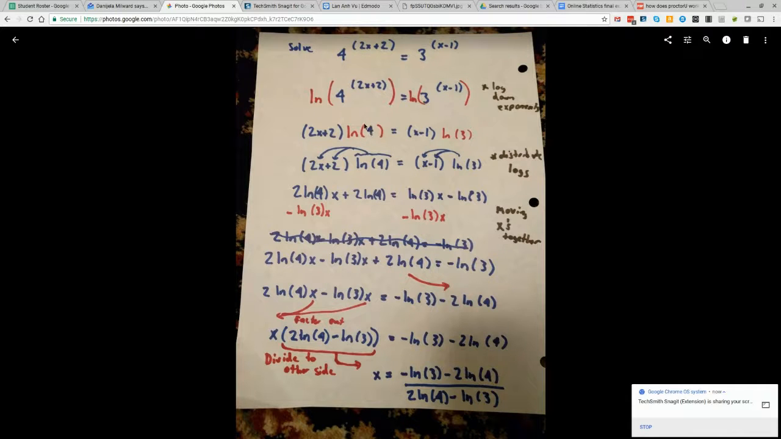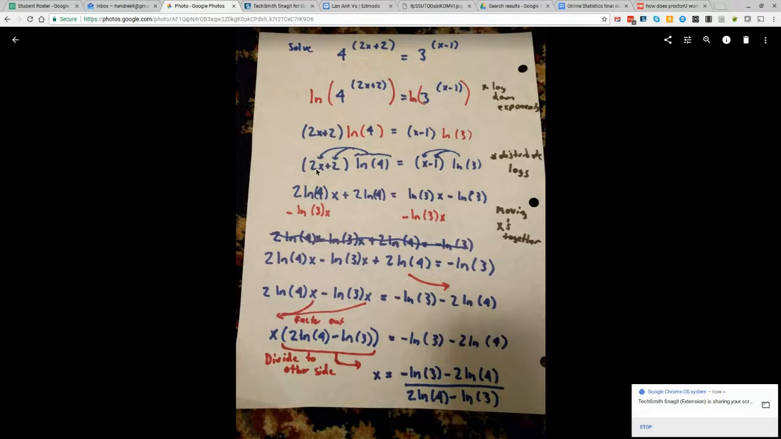This is natural log of 4, which is just some number, it's between 1 and 2, some decimal that goes on for a while. But it's really just a number multiplied times this 2x plus 2. Same thing here. This natural log is just some number, natural log of 3 is just some number between 1 and 2. And I'm multiplying that times x minus 1. So I'm just going to distribute those through, okay? Just like I would if that was 7 or something.